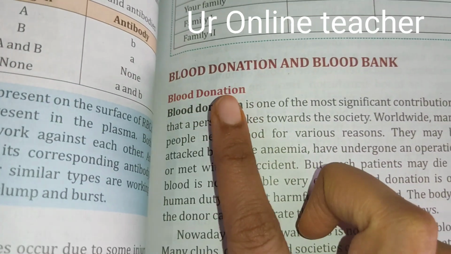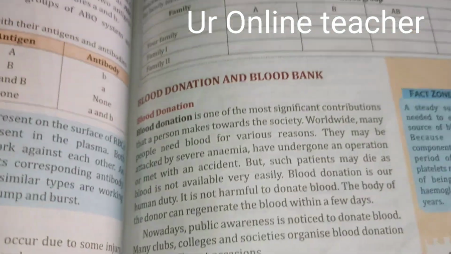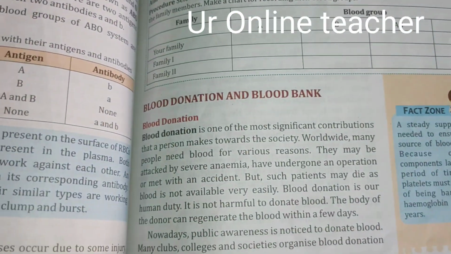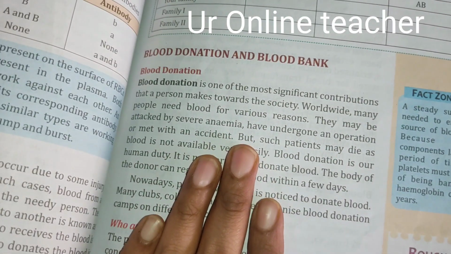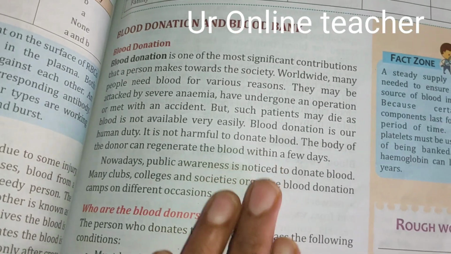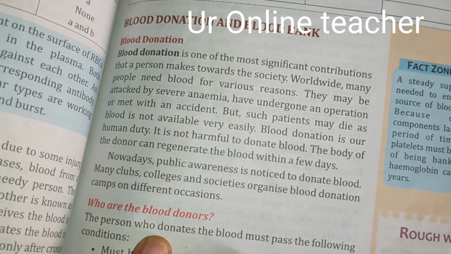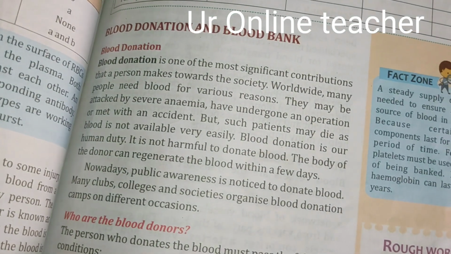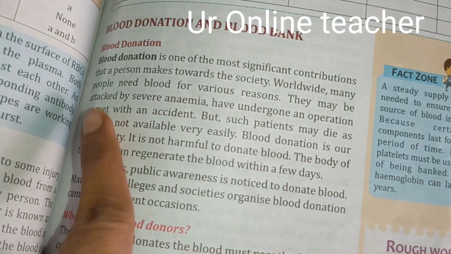Next, blood donation and blood bank. Blood donation is a very important contribution a person should make for society. Whenever people need blood for various reasons, maybe they are anemic, or there is an accident, or some patients don't have blood. So blood donation is our human duty.